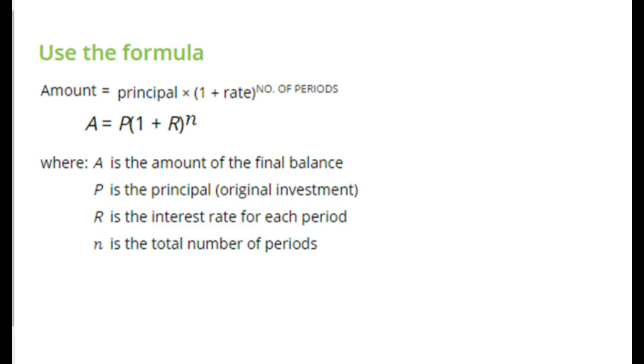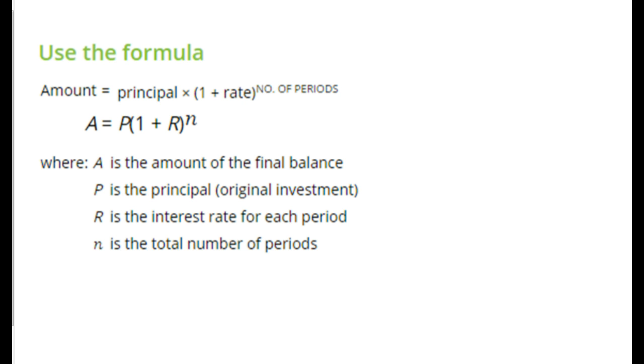This is looking at the formula. So yesterday we were looking at a slightly more involved process, but today we're going to look at how we can make this a whole lot easier. So using compound interest, the total amount in my bank account is equal to the principal, the amount that I start with, times by 1 plus the rate, the interest rate as a decimal, to the power of the number of time periods.